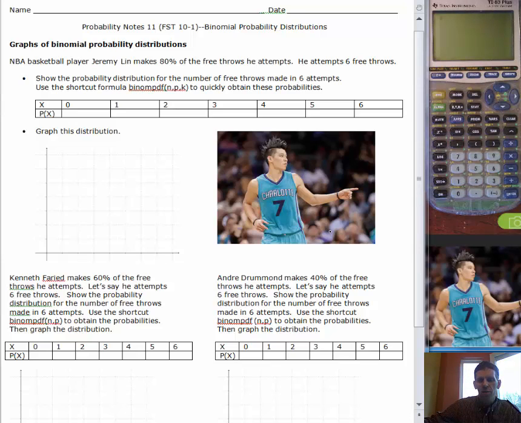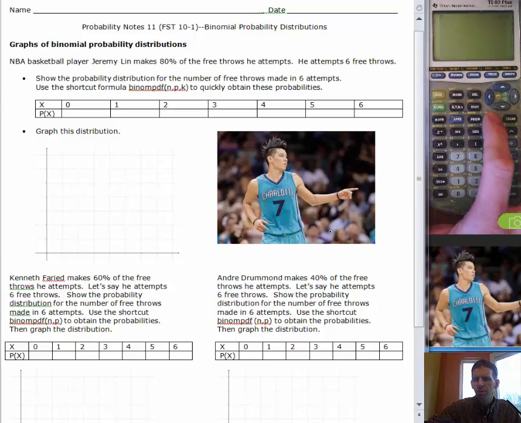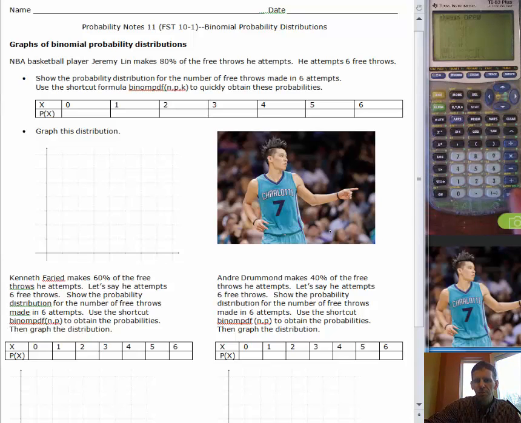So as a reminder of how this works, we're going to turn your calculator on, and to find the probability he makes 0 free throws, we're going to go to the binom PDF option. You'll find that under second, vars. We'll scroll down a little bit till we find binom PDF. Again, make sure you're using the one that says PDF, not the one that says CDF.